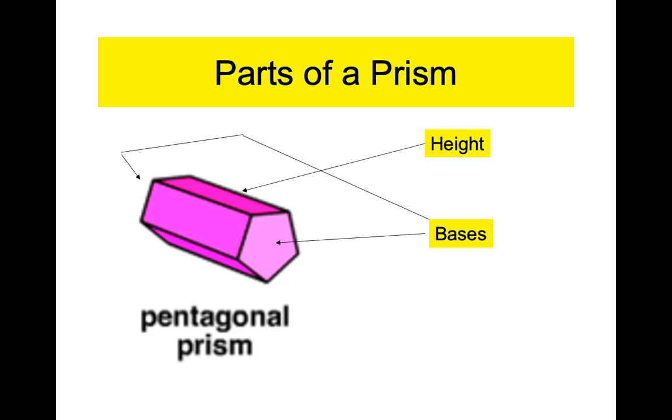That's the base. The two sides that are parallel are called the bases. Okay. Now you got to be careful if you have a hexagon. A hexagonal prism, then you will get a couple parallel sides.